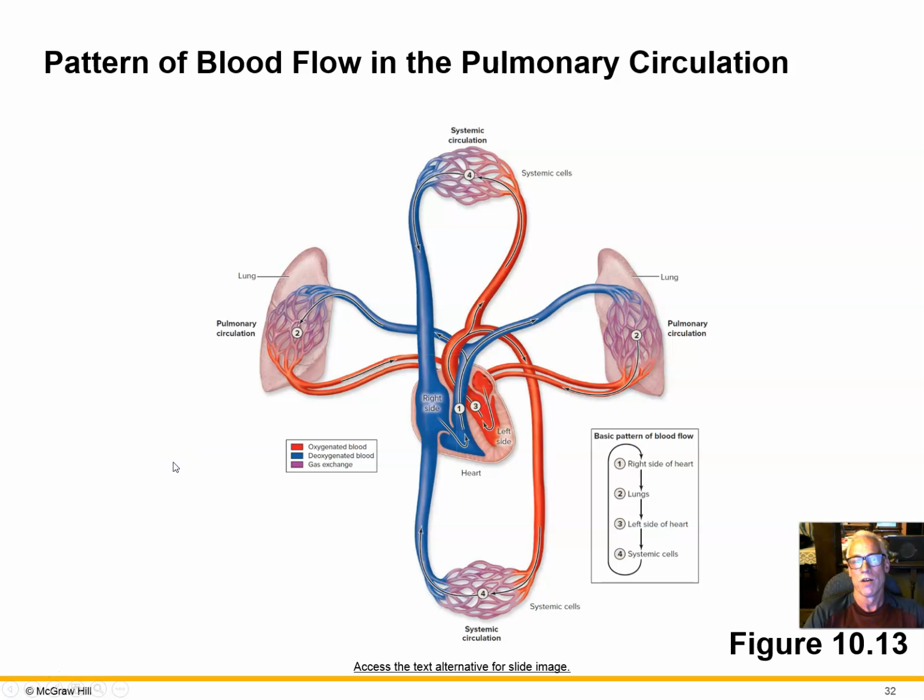And this is yet another diagram showing the two circuits. The pulmonary circuit, in this case, showing to the sides a little bit more sort of anatomically correct. The systemic circuit, upper parts of the body, lower parts of the body, and so forth.